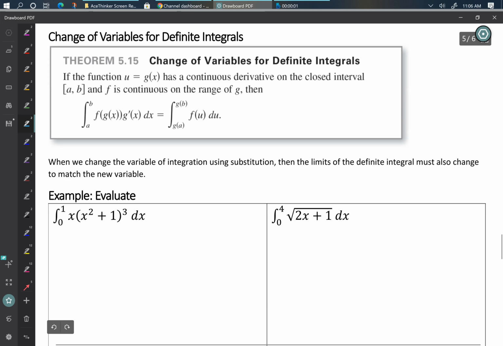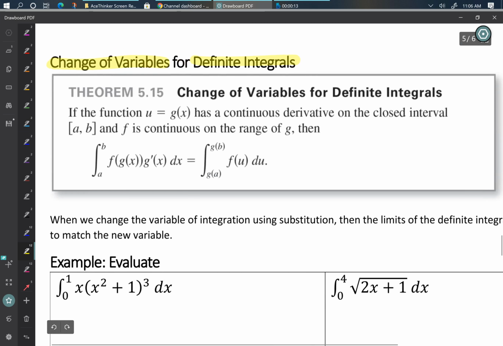So here we go with part 4 of section 5.5. We're going to take a look at using substitution on definite integrals. So we're going to talk about how we change variables on those definite integrals. And here's the theorem that lays it out for us.